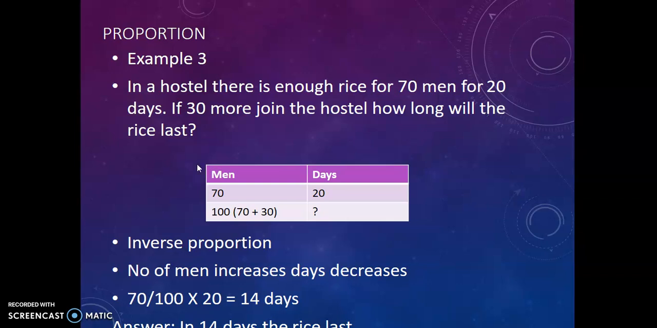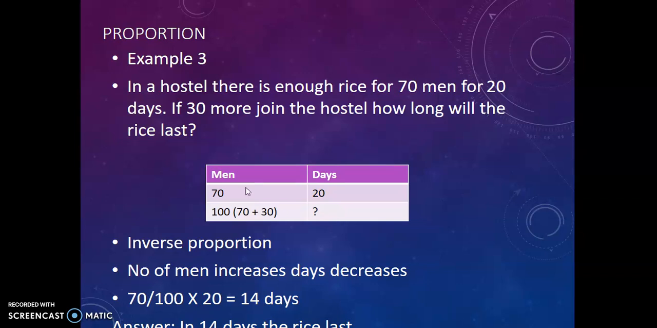In a hostel, there is enough rice for 70 men for 20 days. If 30 more join the hostel, how long will the rice last? Here also we have two data, men and days. So in the second case, 30 men join. So 70 plus 30, 100.